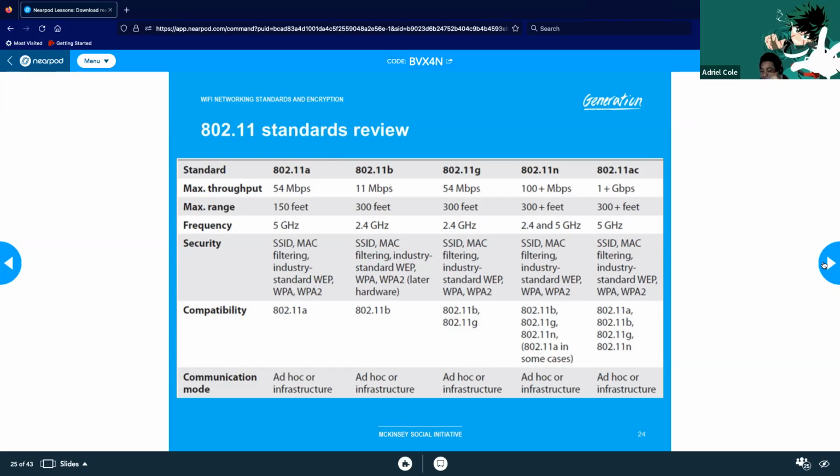Wait, I thought the range. Well, range would be how far from the antenna you could be. Yeah, I was thinking about range as the frequency. Frequency, yeah: 2.4, 5, and then 2.4 and 5, and 6 for AX. But when you speak about the frequencies, you could say frequency range, yeah.